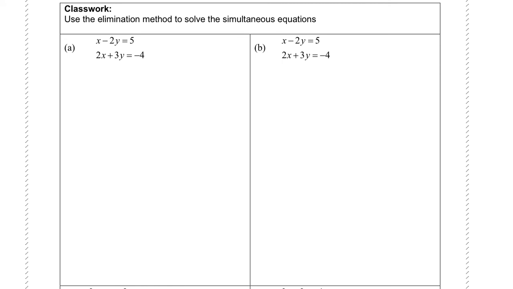Alright, let's continue with the math of elimination method practice. If you're faster, you can actually give these questions a try instead of just listening to me and copying. Okay, so let's take a look.